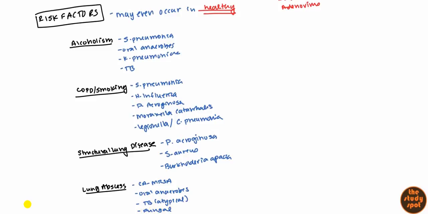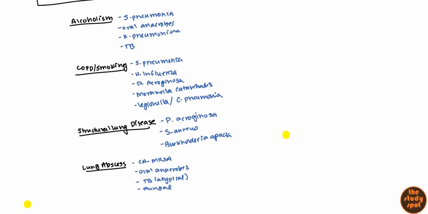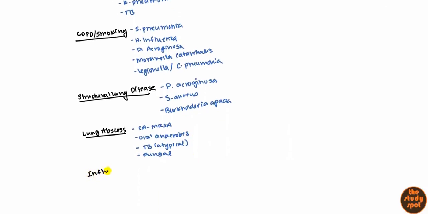TB, atypical TB, and even fungi can cause lung abscess. So lung abscesses don't normally occur unless there's some underlying immunocompromise. You can see these are all like TB and fungal, which will usually only be common with immunocompromised. MRSA tends to have a necrotizing type of pneumonia which can cause lung abscess, and then oral anaerobes are common with, again, aspiration.